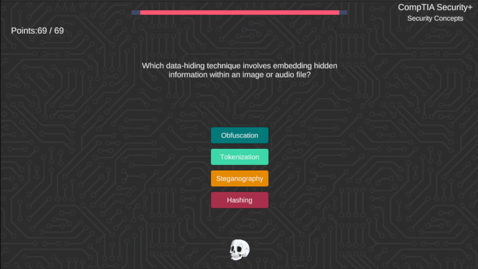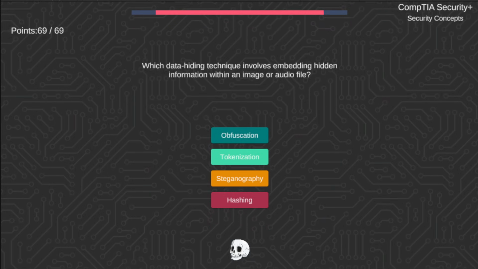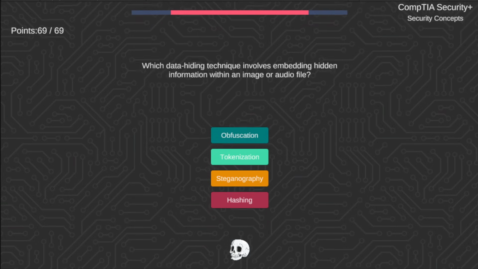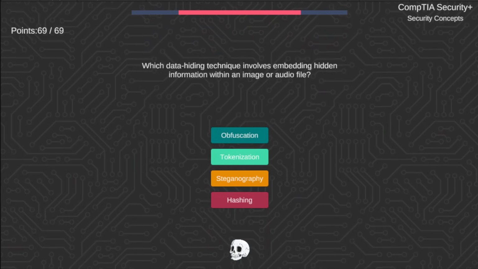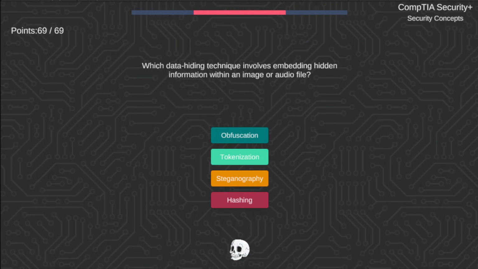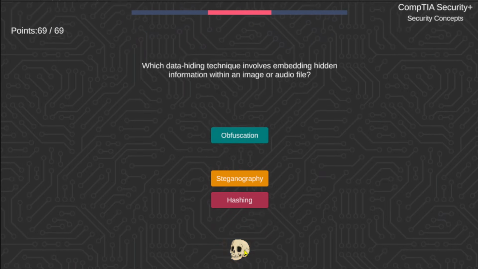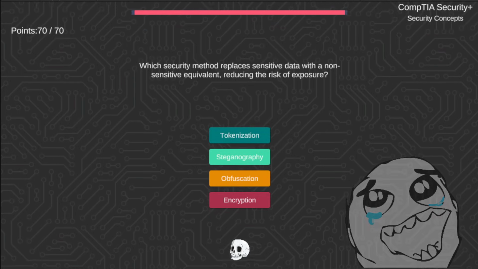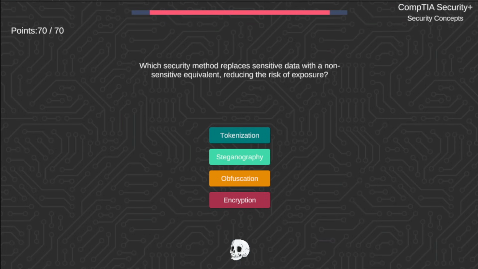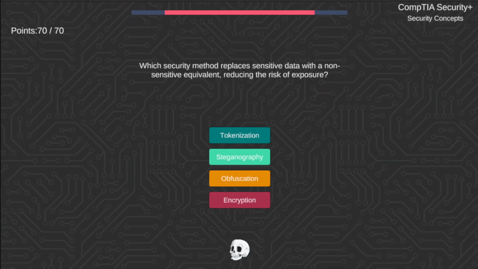Which data hiding technique involves embedding hidden information within an image or audio file? Obfuscation, tokenization, stenography, or hashing? Embedding hidden information within an image or audio file. Correct answer is stenography.